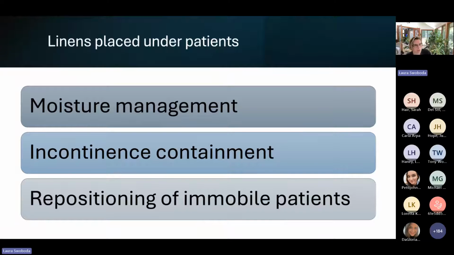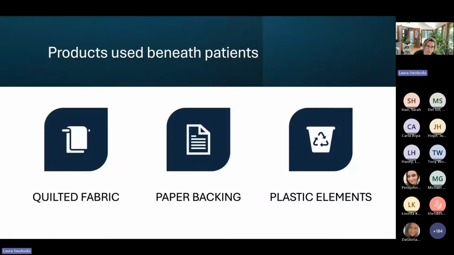We place linens under patients for a lot of reasons, right? For moisture management, when they're super diaphoretic, and for other reasons, incontinence containment is the most common, and repositioning of immobile patients. So sometimes we have that draw sheet, that flat sheet that people are using to reposition patients. So there's a lot of different types of linens and a lot of different reasons that we're using them under patients. And we use a lot of different kinds of products.